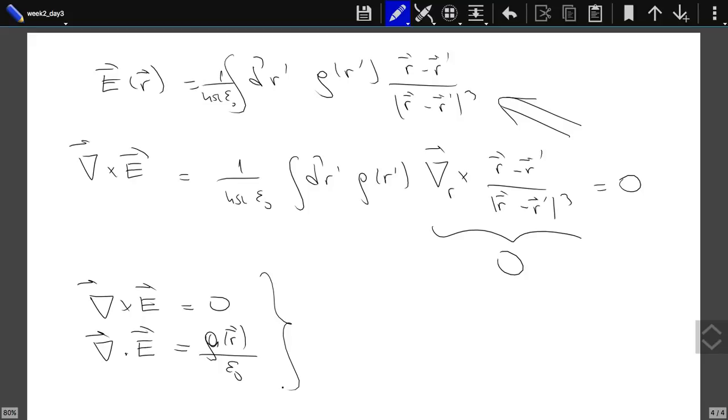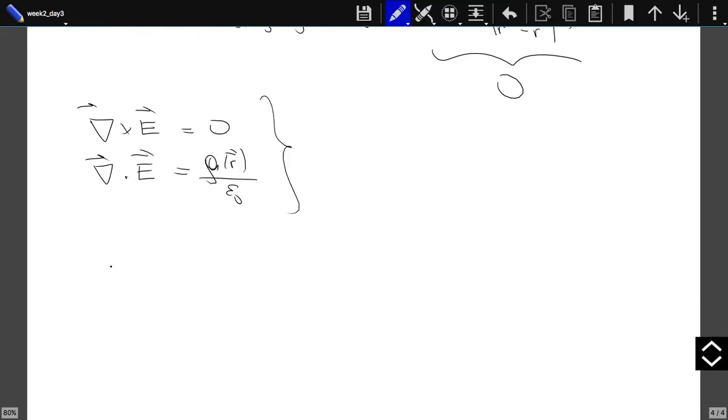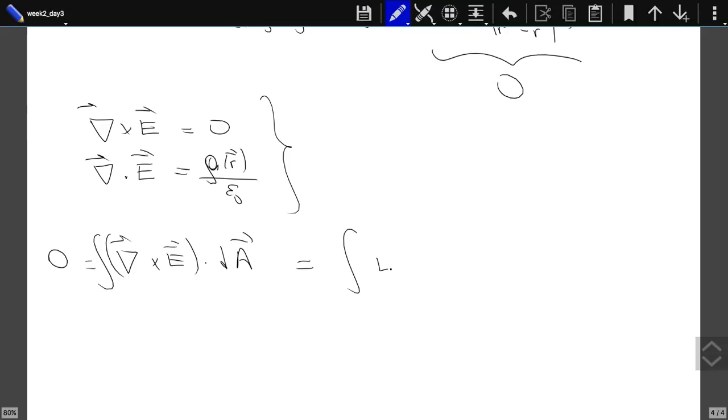Let's do an application of this one. Now we already said that if you take the curl of a vector field integrated over an area, in the case of the electric field, this will be 0. And this means that the integral of the electric field around any closed path should be 0. Let's see what the consequences are.